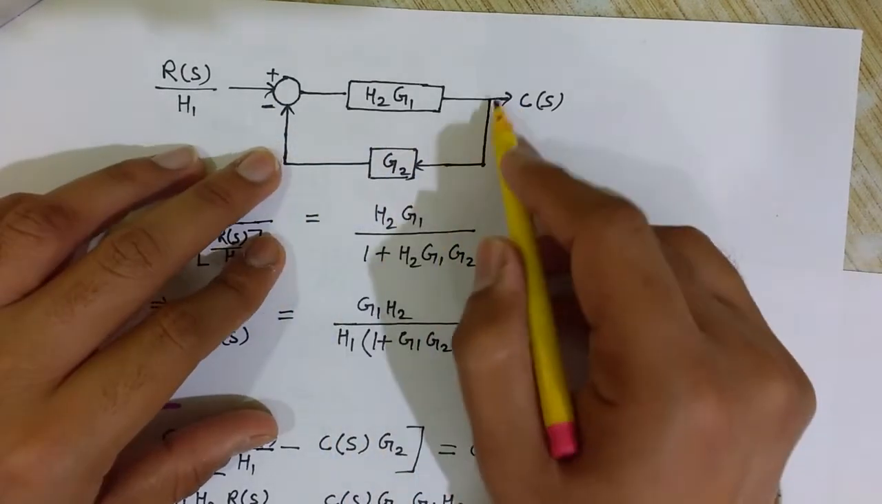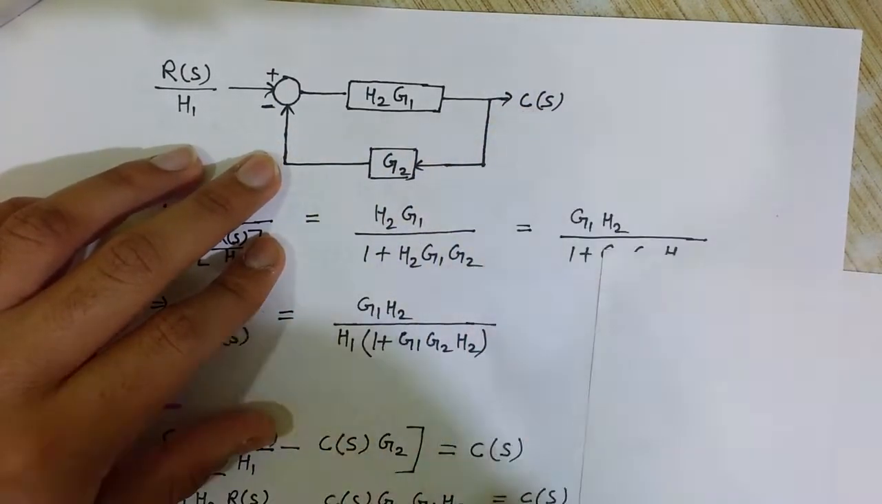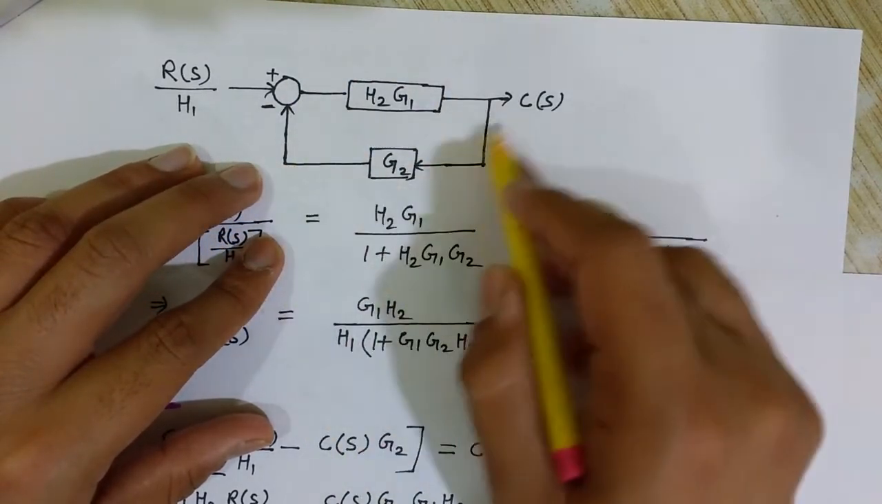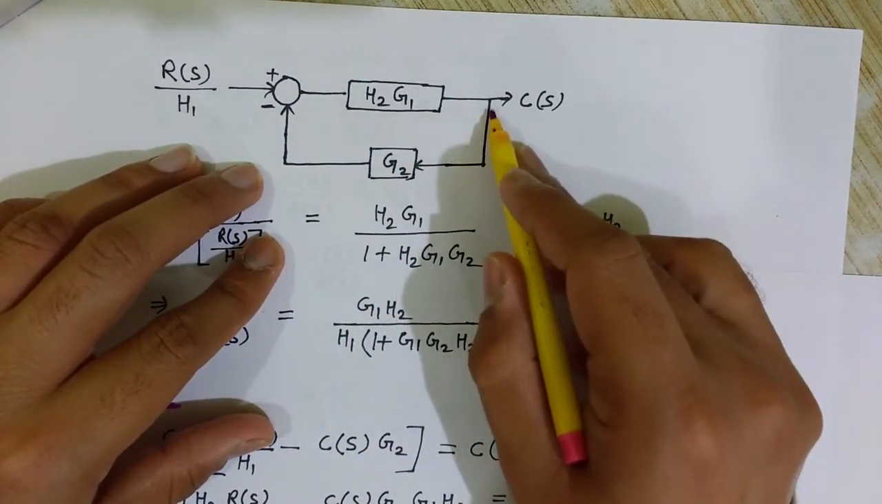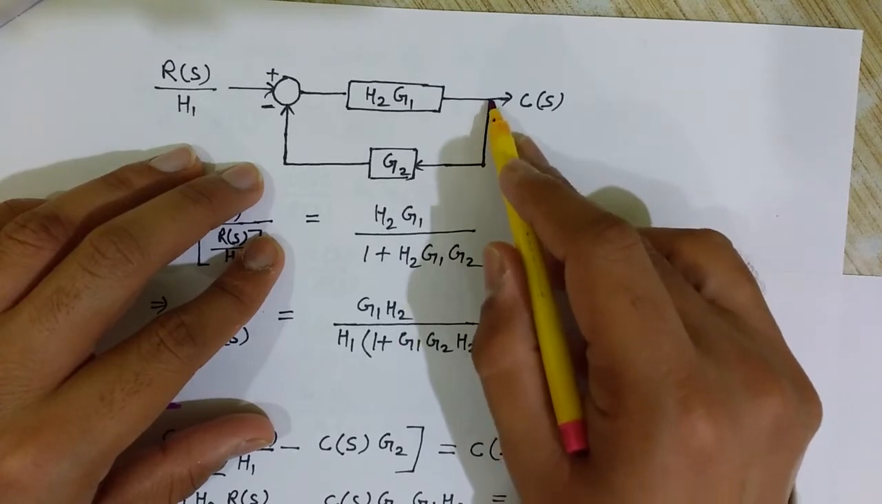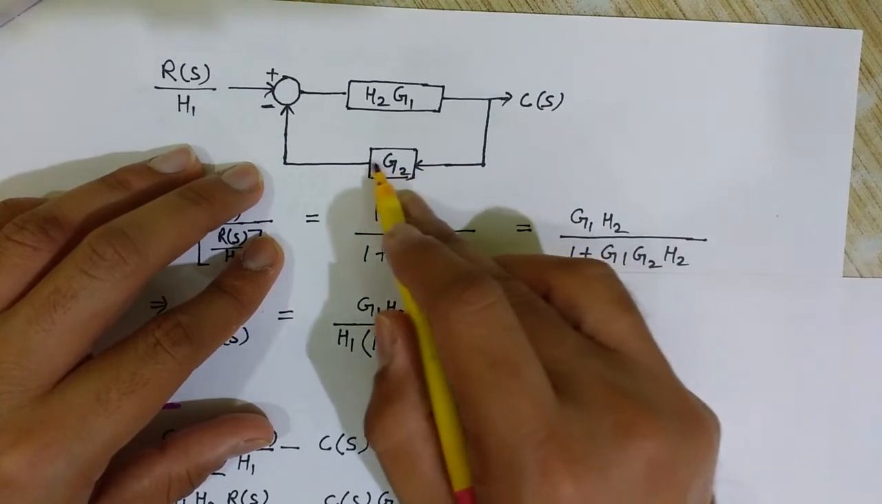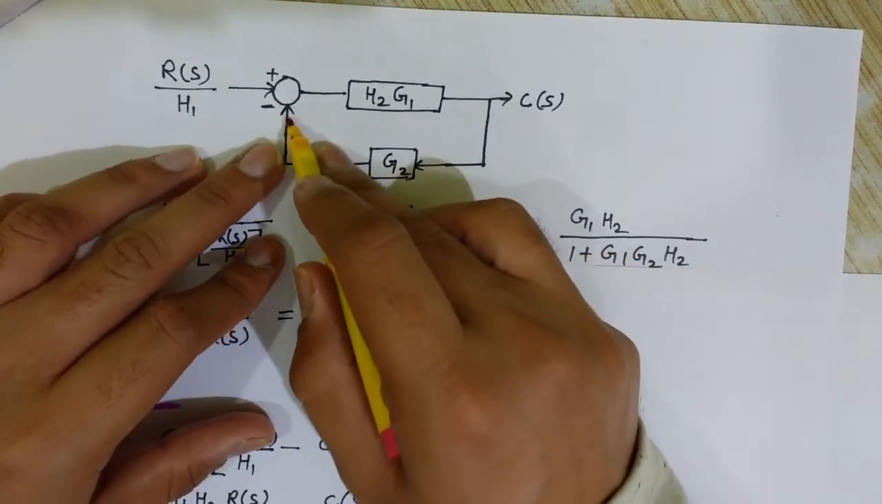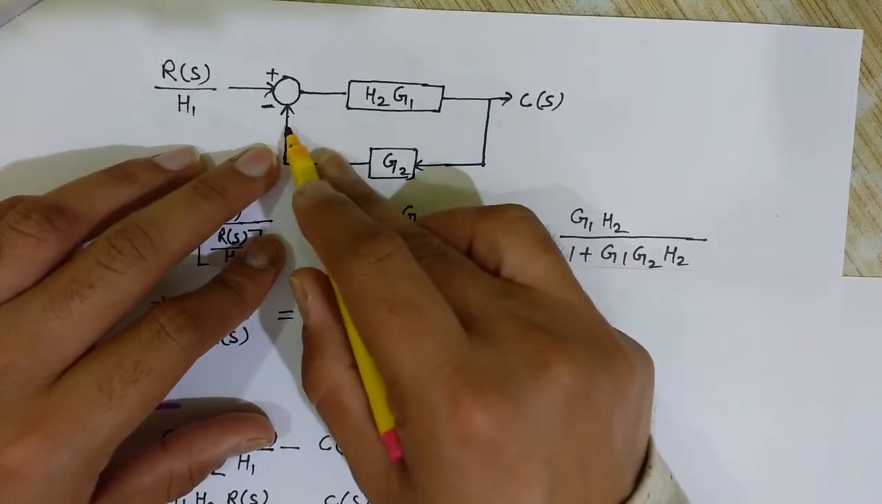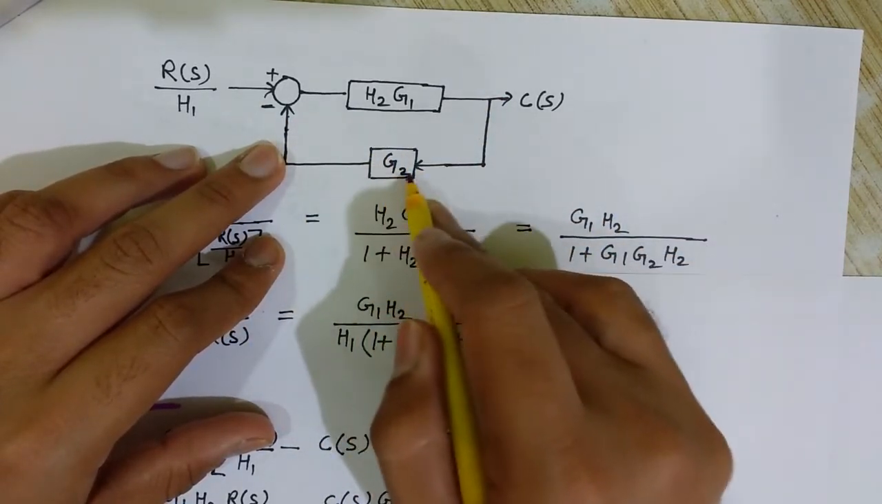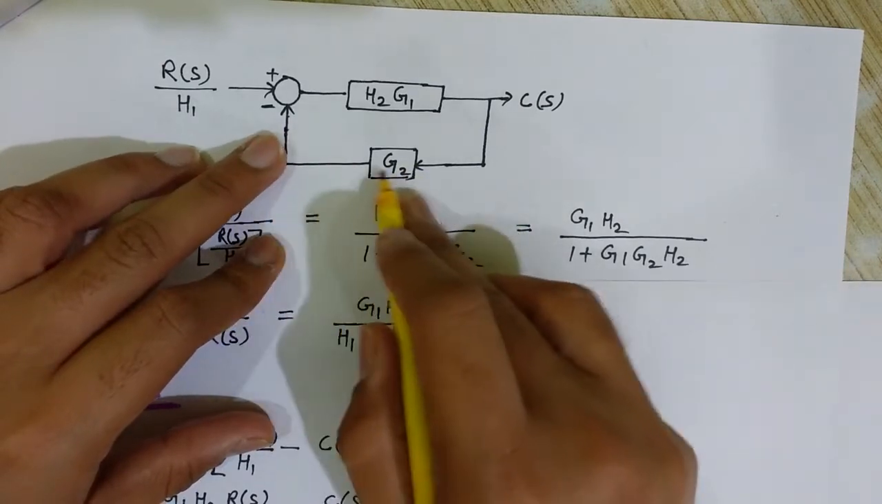And here you see it is CS. So CS gets multiplied. I am writing the equation for this. So CS, this output, if it is taking this output, then it is CS, and CS gets multiplied with G2, and this G2 goes here. So at this place I have CS multiplied by G2, it has G2 into CS.